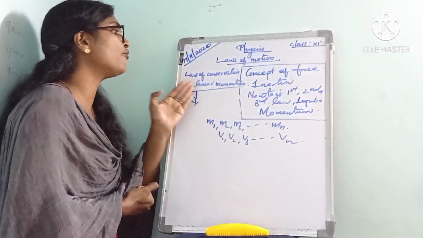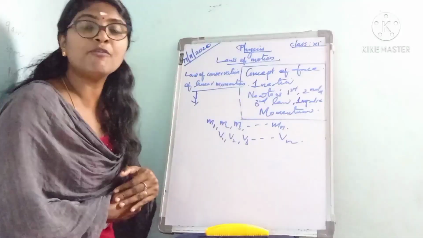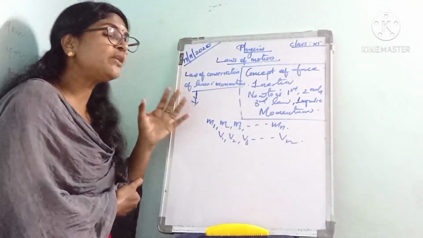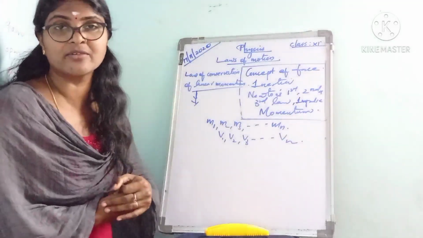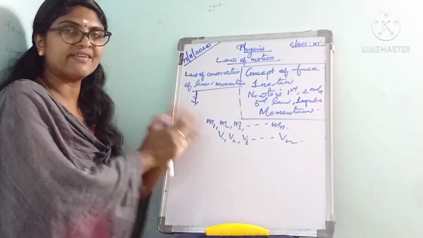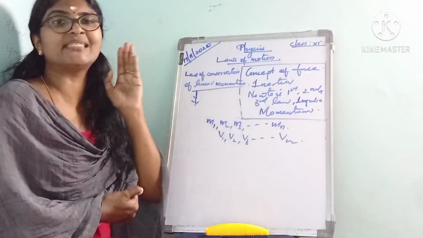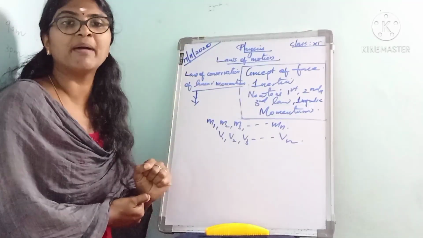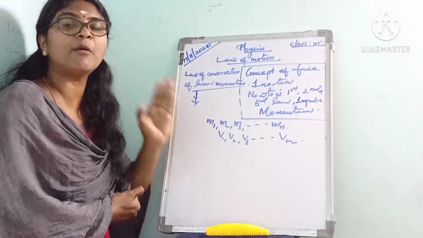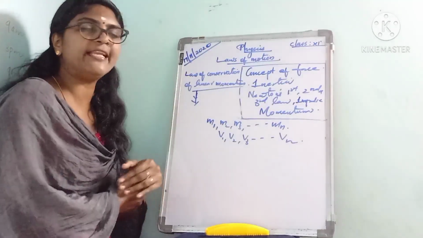That is, the total linear momentum is conserved. That is the law of conservation of linear momentum. According to this law, when no external force acts on a system of several interacting particles, the total linear momentum of the system is conserved. Listen to it. If we have a system of several interacting particles and we are not applying any external force, then its total linear momentum is conserved.